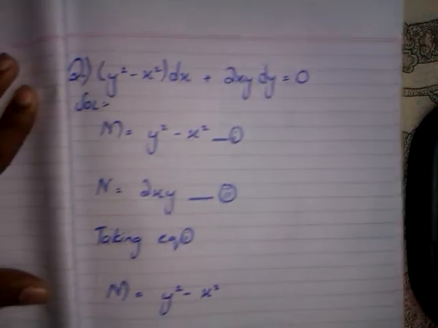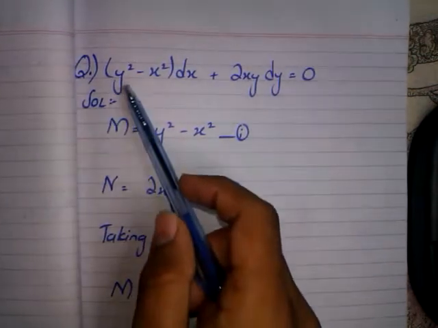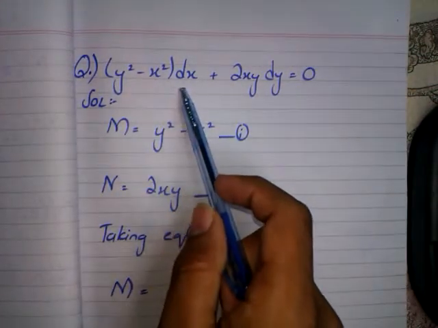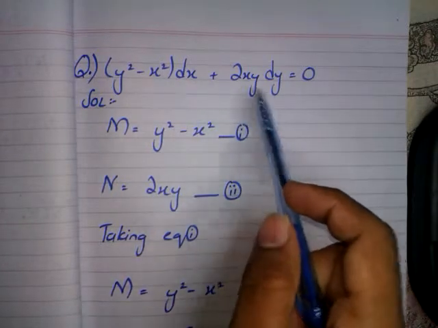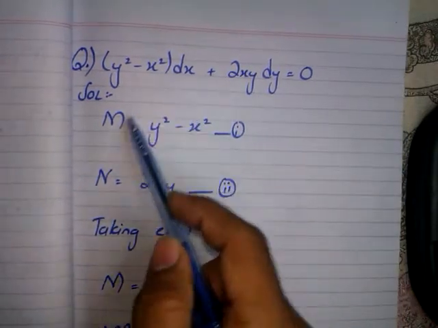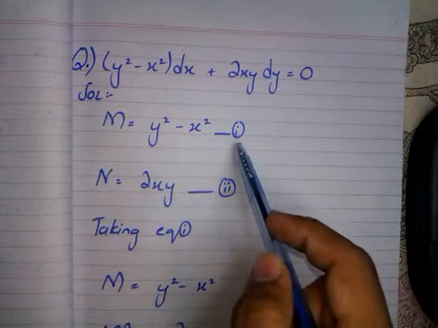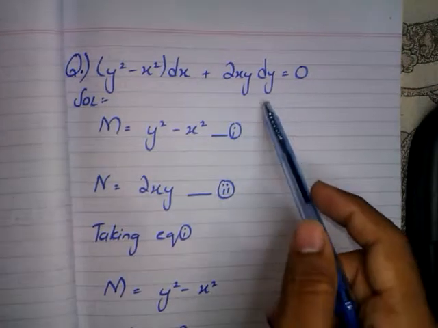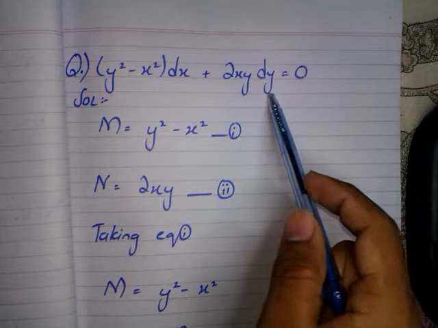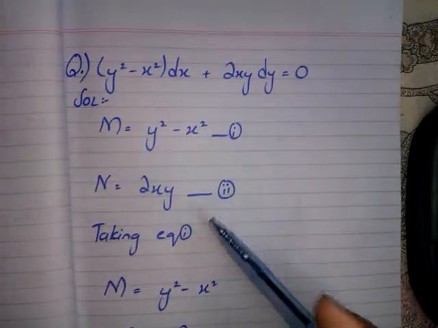So here we have been given a question: (y² minus x²) dx plus 2xy dy. Now we will take the dx part as M and name it equation 1, and we will take the dy part as N and name it equation 2.